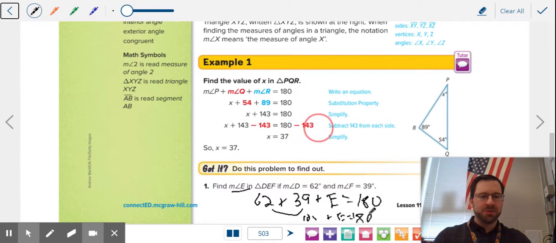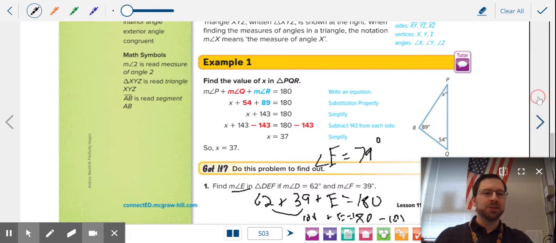One more step to solve this equation. I have to get rid of a positive 101 by taking it away. If I do 180 minus 101, E, the measure of angle E, equals 79 degrees. Remember, anytime you have angles, you need to have that angle or degree symbol.